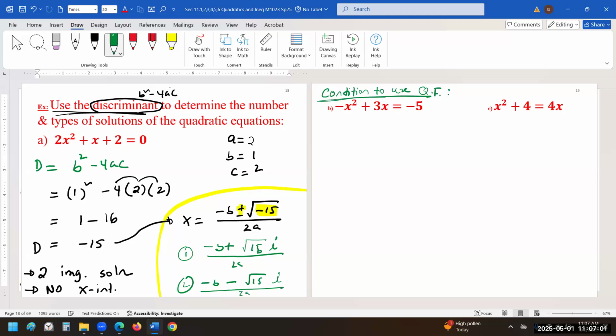Condition to use the quadratic formula: one side has to be 0. So use the discriminant to figure out how many solutions you have and what type. And what about the x-intercept?